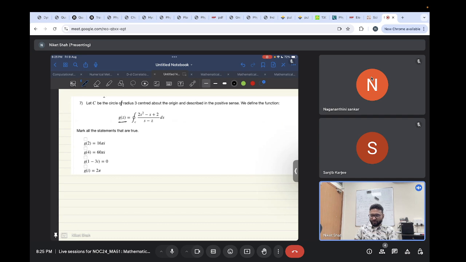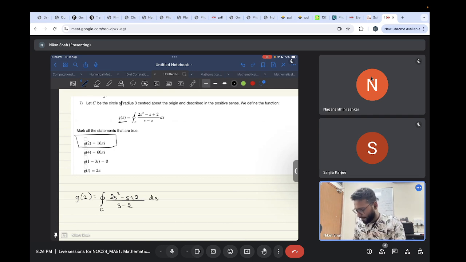So what's the first statement? G of 2 is equal to 16 pi i. That's my first statement. What I'll do is just give a flavor by solving only the first part. We'll see if we need to solve anything else, but only the first part should suffice. Once you've done that, you can solve the other parts. So how will you solve G of 2? G of 2 is simply, I'll substitute a 2 instead of Z: the integral of 2s square minus s plus 2 divided by s minus 2 ds.